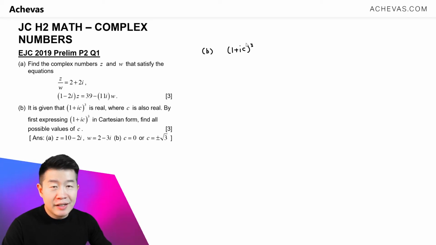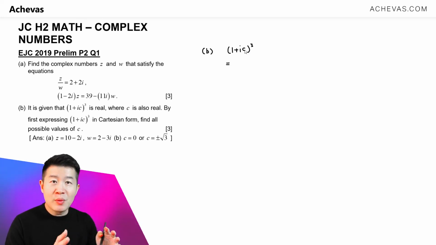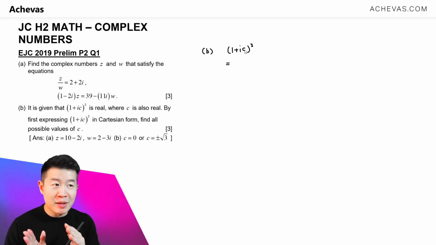In here, we are given (1 plus ic) to the power of 3. We are told that this term is a real number, which means that the imaginary part of this must be equal to 0. And we are told that c here is also a real number. So in order for me to find c, I'm going to expand this and then rearrange into the real plus i imaginary.